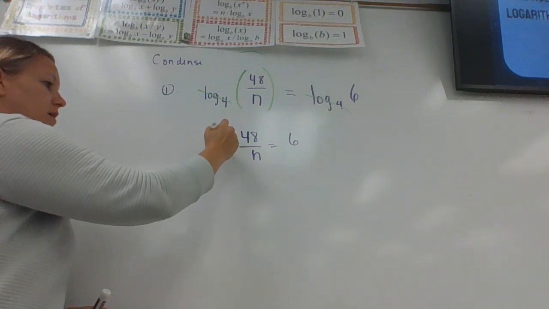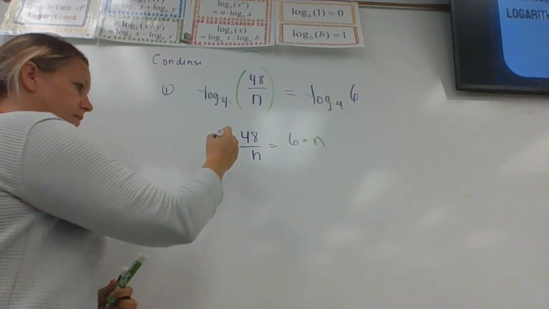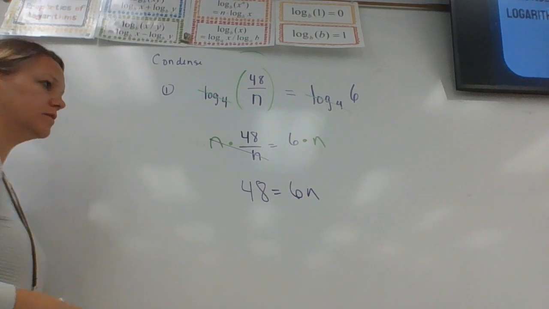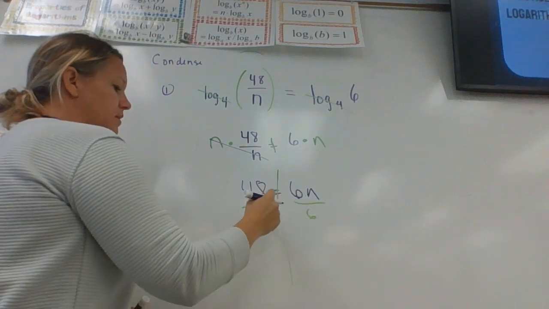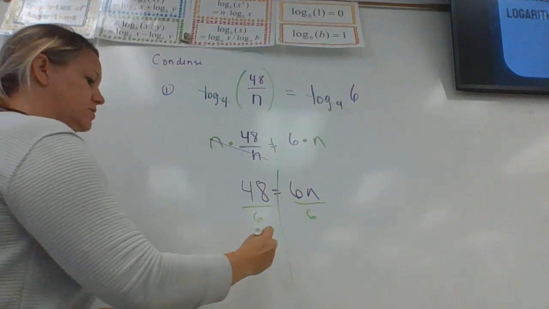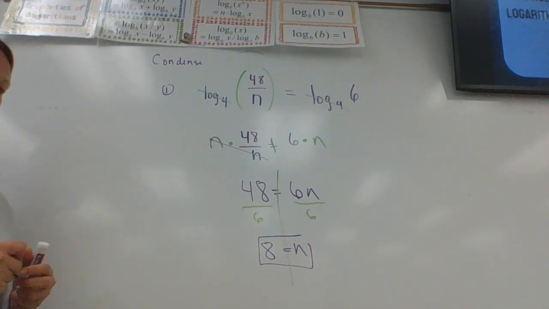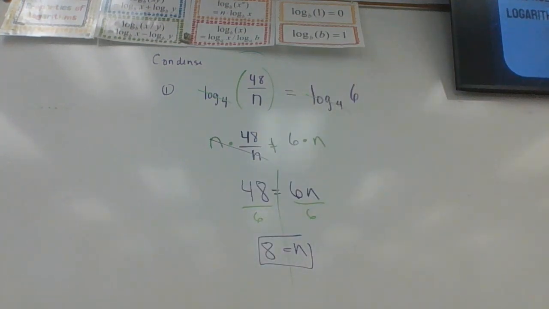I would multiply n on both sides. If I go too quick now, I don't know. 4 by 6. 8. Okay, so with common logarithms, if it's subtraction, you make it into a fraction, if you're condensing. You can go the other way as well.